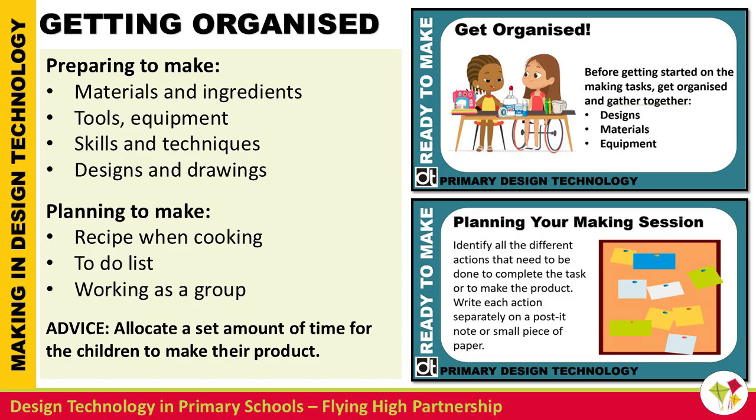In planning to make, children should have a clear idea of the steps that they are going to undertake in order to make their product. In Key Stage 1, this might be quite teacher-led, providing the children with a model of how to organise themselves that they can use later in Key Stage 2. For example, children could have the opportunity to follow a recipe to create a food product, or have a to-do list to follow when working with food. Or when working as a group to make a product, children being taught to work collaboratively and to assign different tasks or jobs to different group members.